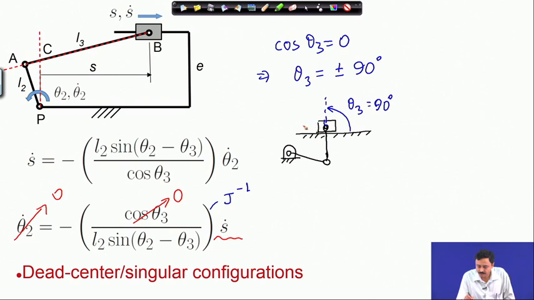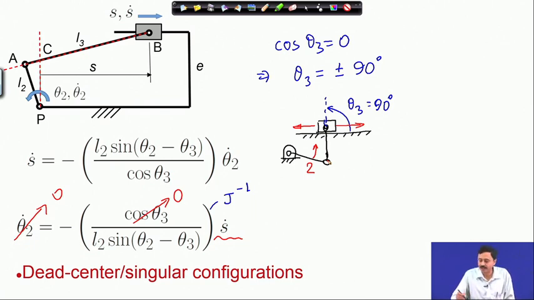You can realize that when I try to move the slider left or right at this configuration, this link 2 cannot rotate. If I move the slider to the right, this will move up. If I move to the left, also this will move up, but exactly at this configuration it cannot move any further, it has to come to a stop. This is the 0 velocity configuration or the dead center configuration of link 2.